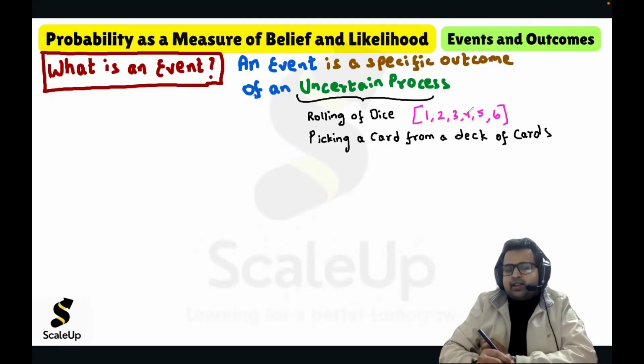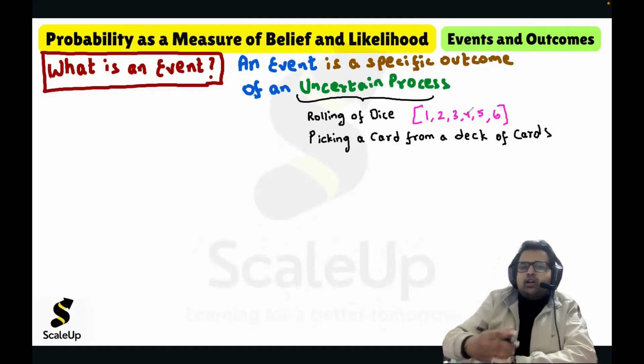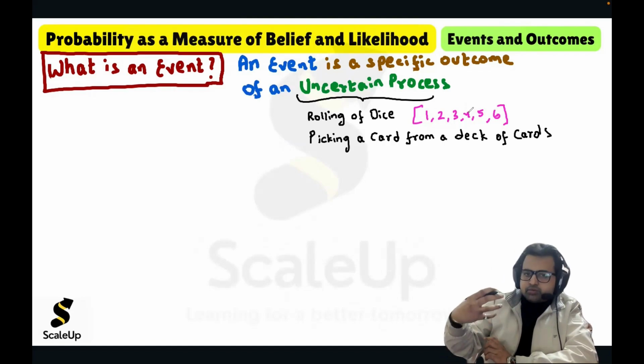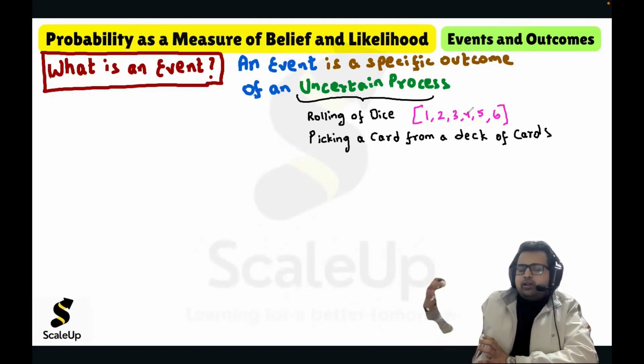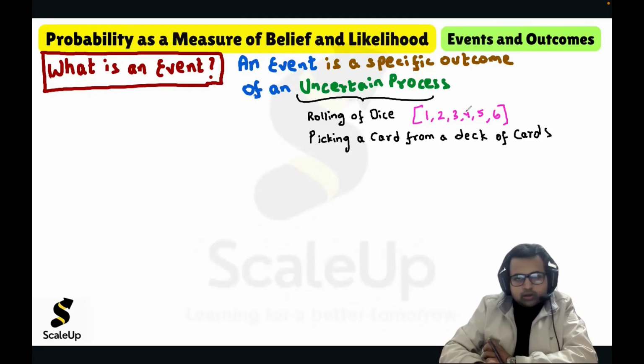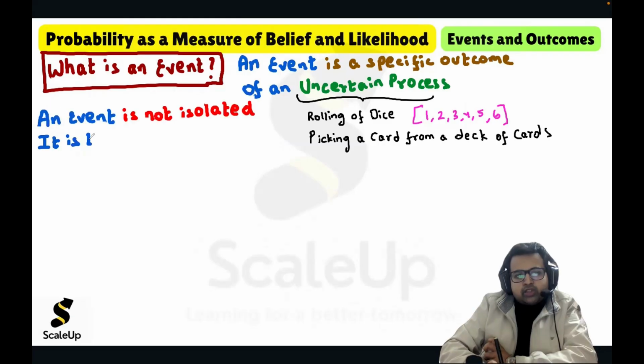But now it's very clear what an event is. An event is a specific outcome of an uncertain process, because in an uncertain process the outcome is not fixed. We have many options for the outcome. Those are the possible outcomes, and from those possible outcomes, any one outcome will appear. Now, one more very interesting thing you should know about an event. An event is not isolated. It is the result of a process.